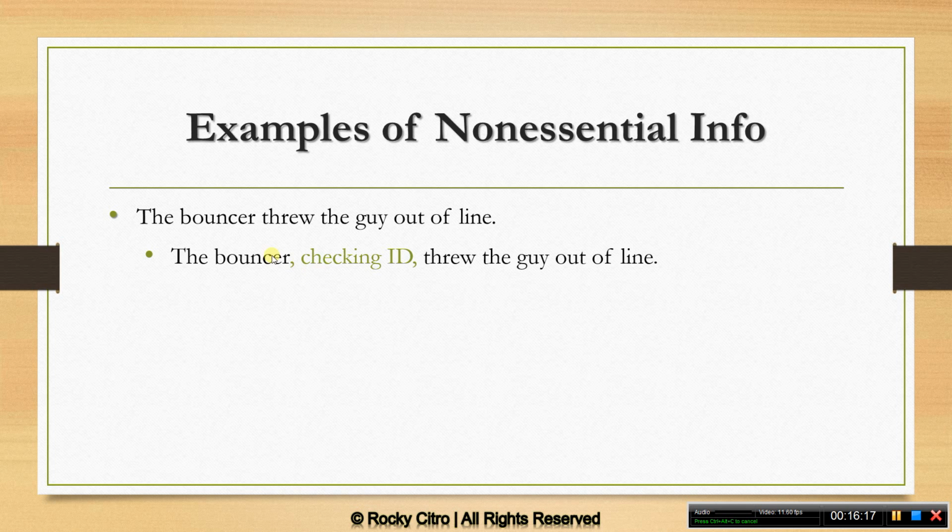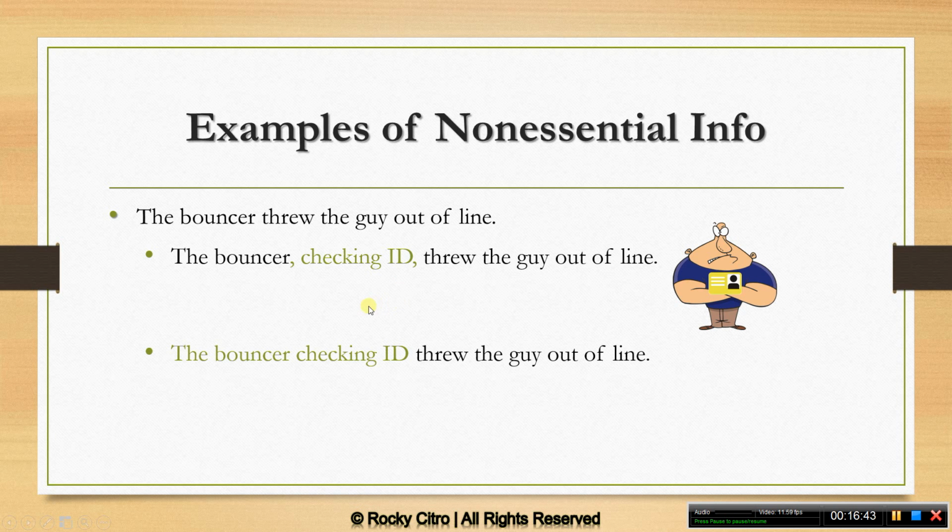If we include the commas, what are we telling the reader? We're telling the reader that this phrase is not essential to understanding the main idea, that the reader could take this phrase out and still understand the main idea. Let's take it out. The bouncer threw the guy out of line. We're back to our base sentence. Okay, so that means that this is just a little something extra. We have a bouncer, he was checking IDs, and he threw a guy out of line.